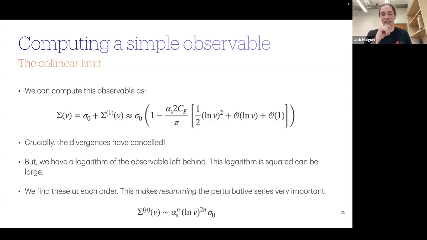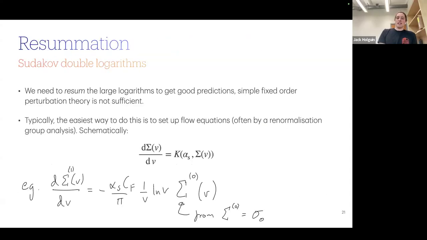And that's quite worrying. What it tells us is you can't treat this at a fixed order. You need to be resumming these logs. You need to sum the entire series of the perturbation series back up again. Okay, so how do we do this? This is going to be the crux of what the master formula is doing for us.